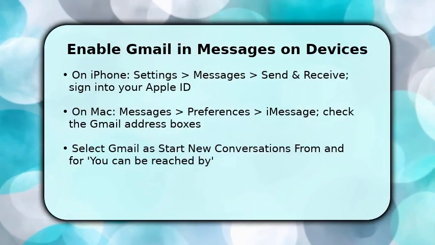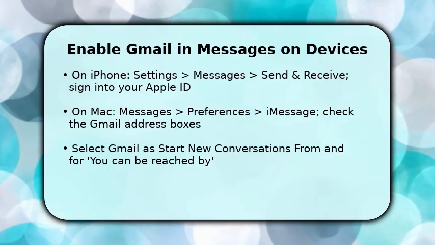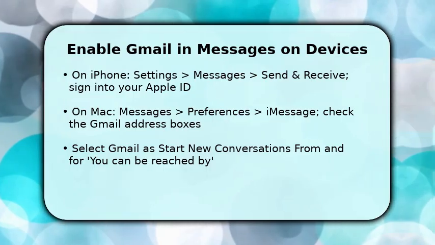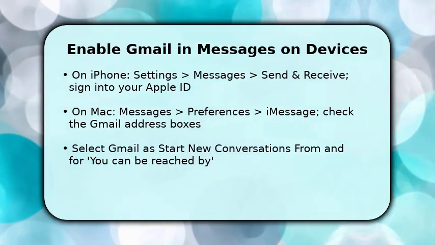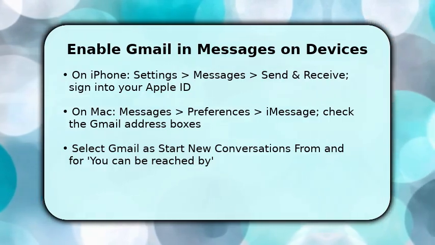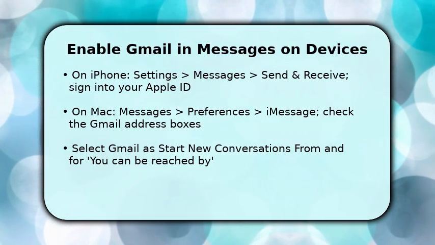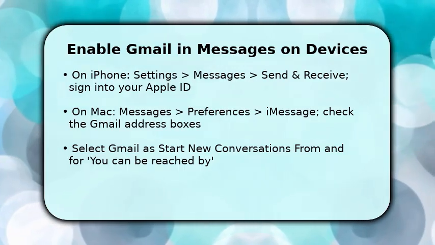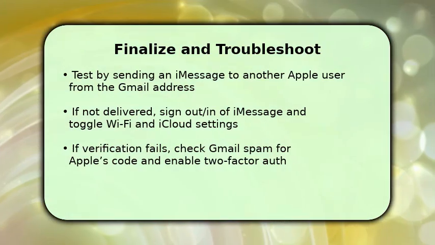Next, you tell each device to use that Gmail address inside Messages. On your iPhone, tap Settings, Messages, then Send and Receive. Sign in with your Apple ID if needed and enable the Gmail address for sending and receiving. Once done, on your Mac, open Messages, go to Preferences, iMessage, sign in, and check the same Gmail address. Make sure to pick that address as the default for starting conversations, so contacts will see messages coming from your Gmail-linked Apple ID.